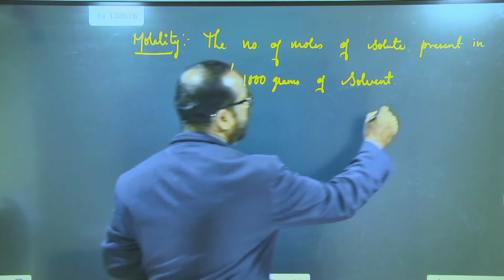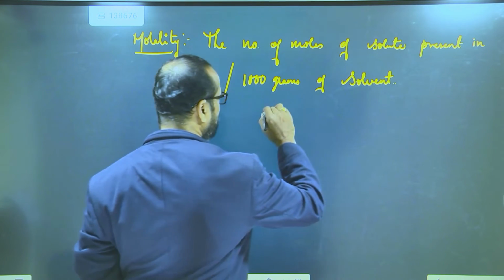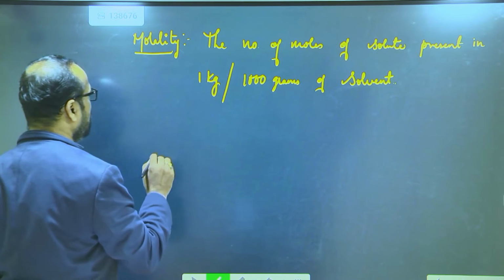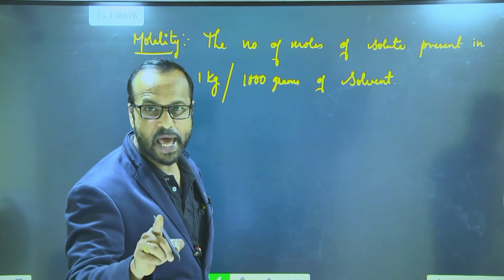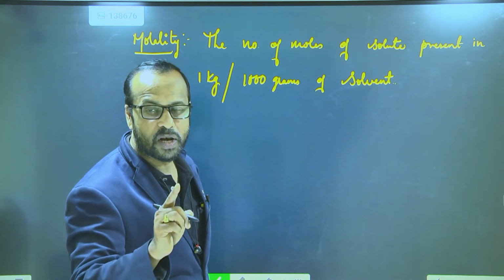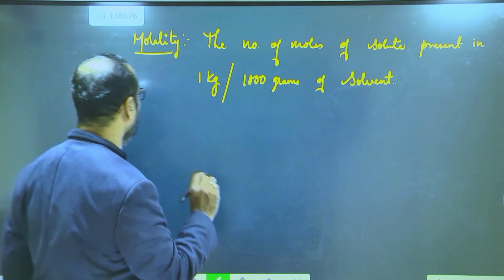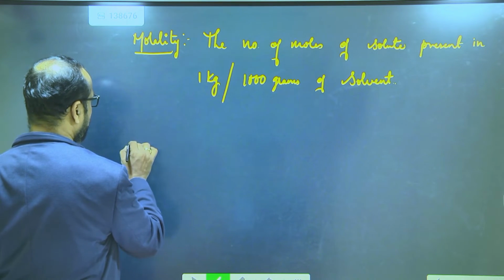Now it is denoted by small m. Note down that also. It is denoted by small letter m. Capital letter M means molarity. Here we are using the small m for molality. That's all. Now what is the formula of molality?